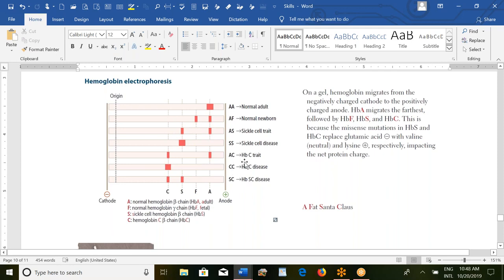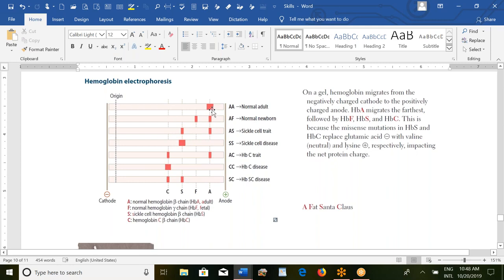AC is hemoglobin C trait. CC is hemoglobin C disease. And there is hemoglobin SC disease. So don't be upset to see anything like this. Actually, in the last two MRCOG 1 exams, they showed hemoglobin electrophoresis strips also. If they ask you what this is, you say that on a gel, hemoglobin migrates from the negatively charged cathode to the positively charged anode. Hemoglobin A migrates the farthest, reaching the farthest point from the start.